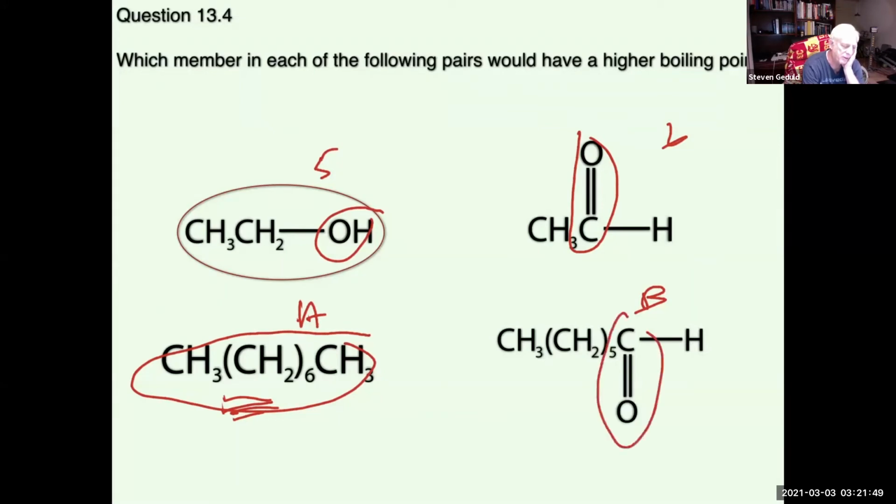Because you have a carbonyl group. Here you have nothing. You have all hydrocarbon. So B is going to have a higher boiling point because there's a dipole-dipole interaction holding it together more than the hydrocarbon. Nomenclature. How do we name these things? Both IUPAC names and common names.